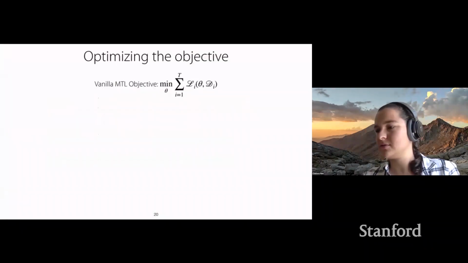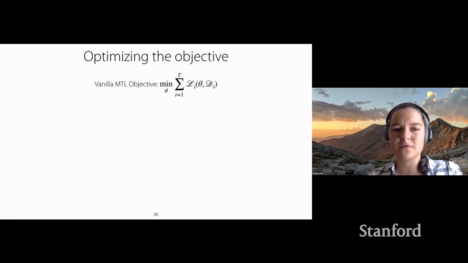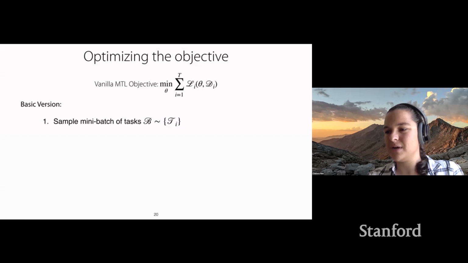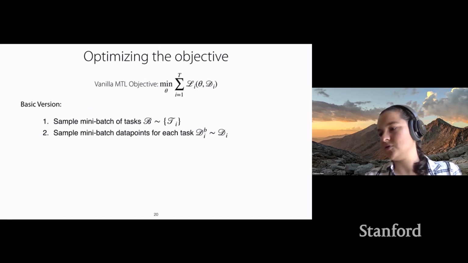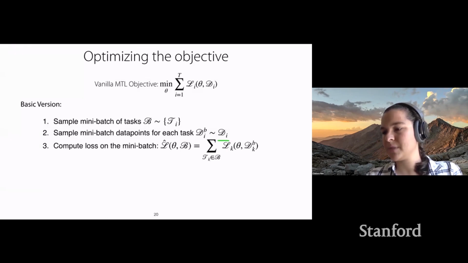Let's talk about optimization. We'll really just cover the basics here. When you have this objective, the approach that you might take to optimize it is to sample a mini batch of tasks from your set of tasks. If you have a relatively small number of tasks, then you may want to just sample all of the tasks. Then sample a mini batch of data points for each task. So you'll take the training data for that task and sample a mini batch from that data set. Then compute the loss for that mini batch using the loss function.